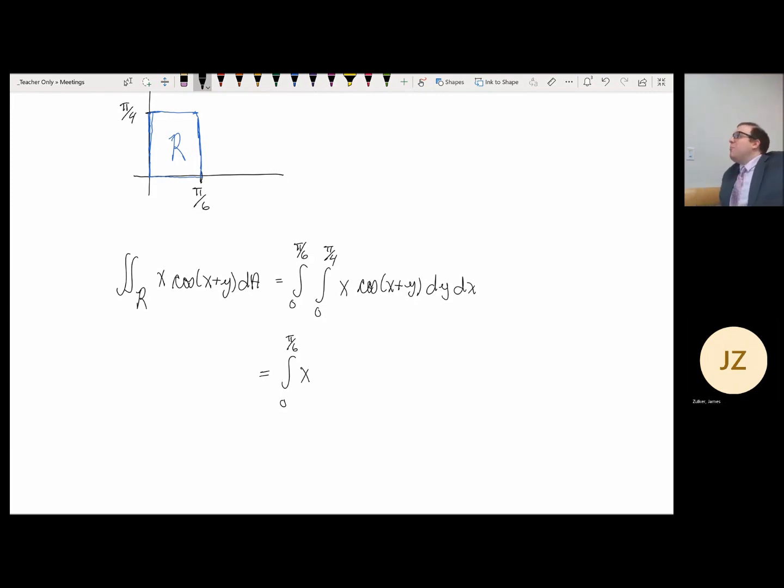So you want to look at what we're taking the cosine of. Partial with respect to y is just 1, which is perfect. So the antiderivative with respect to y would be sine of x plus y.